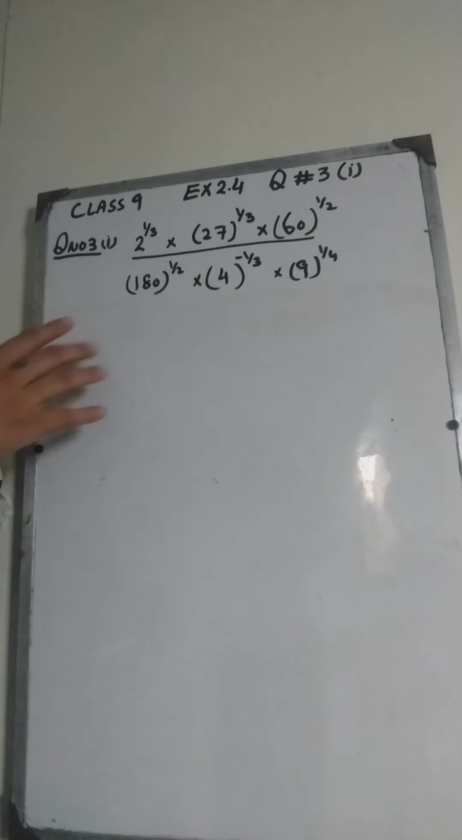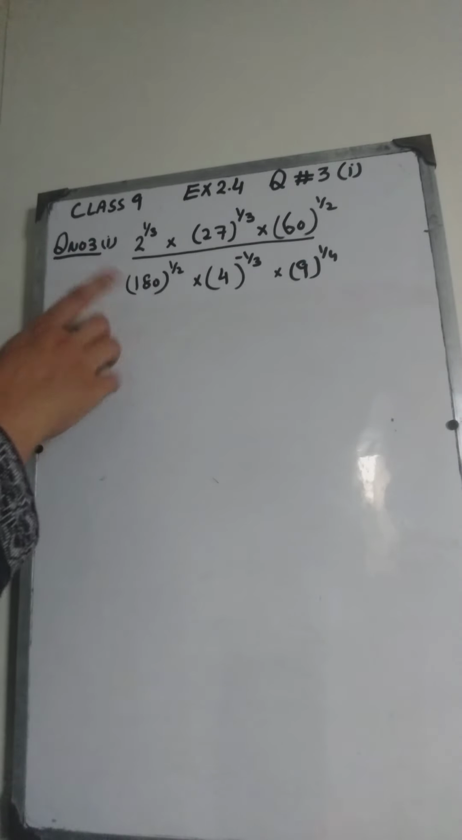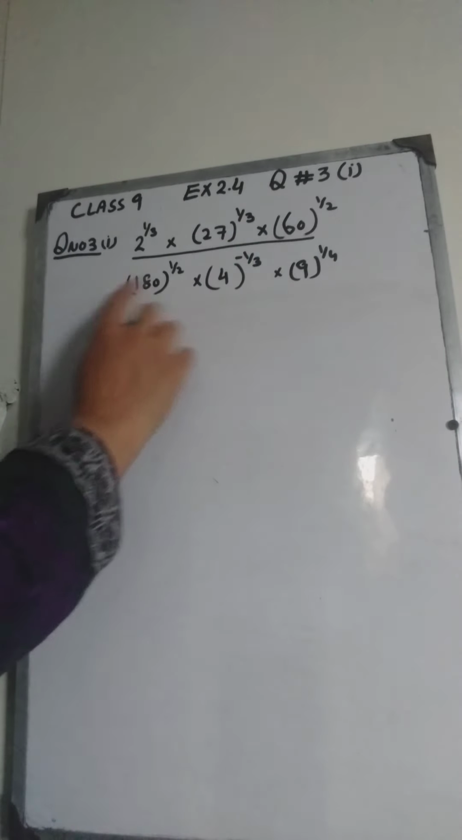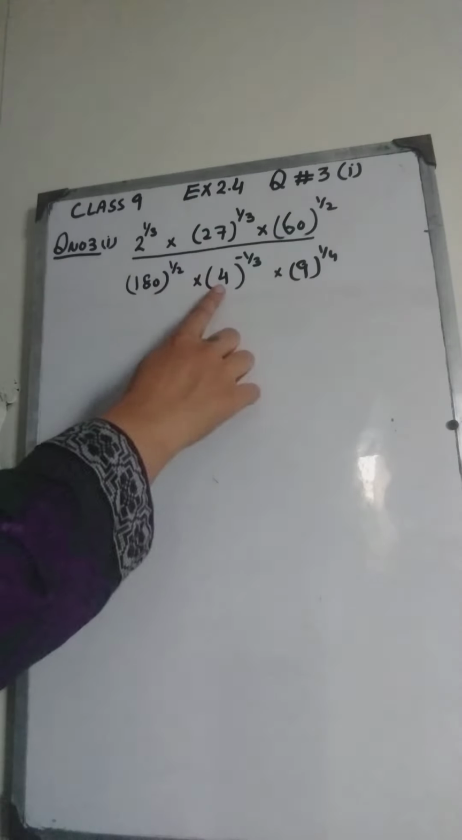Bismillahirrahmanirrahim. Here we are going to simplify this expression, and for that the first step that we are going to require is to break these numbers into its prime factors. The numbers in the bases are 27, 60, 180, and 9.